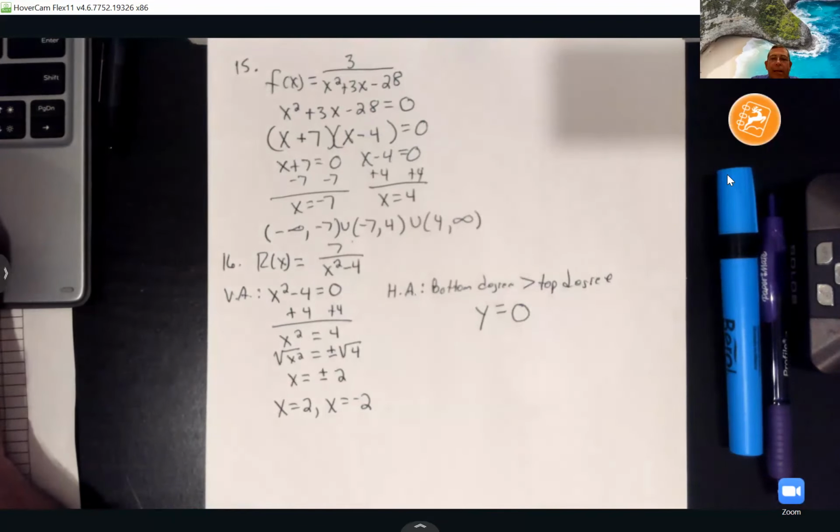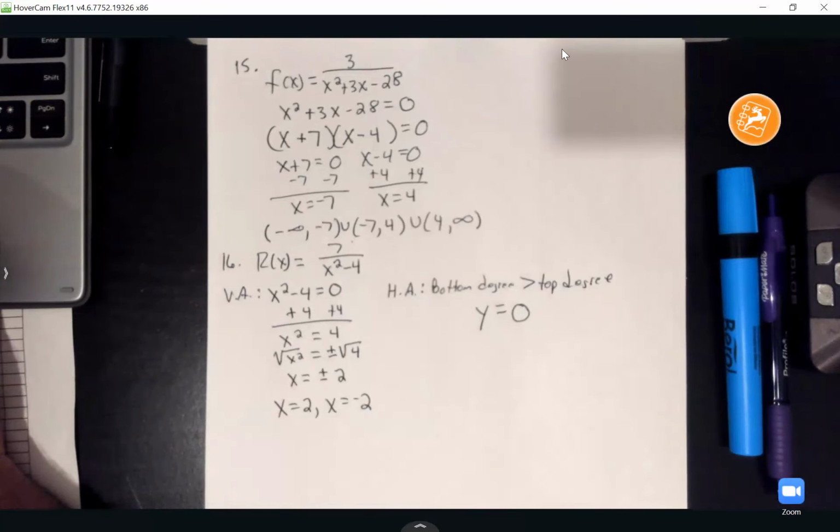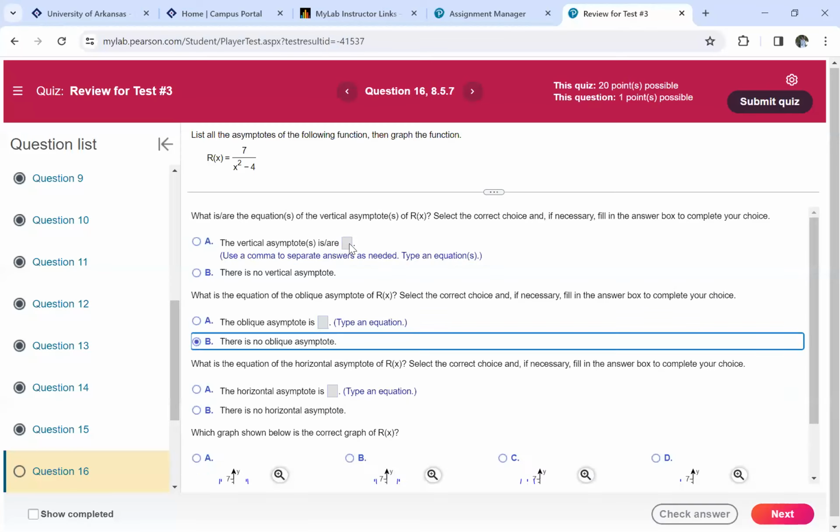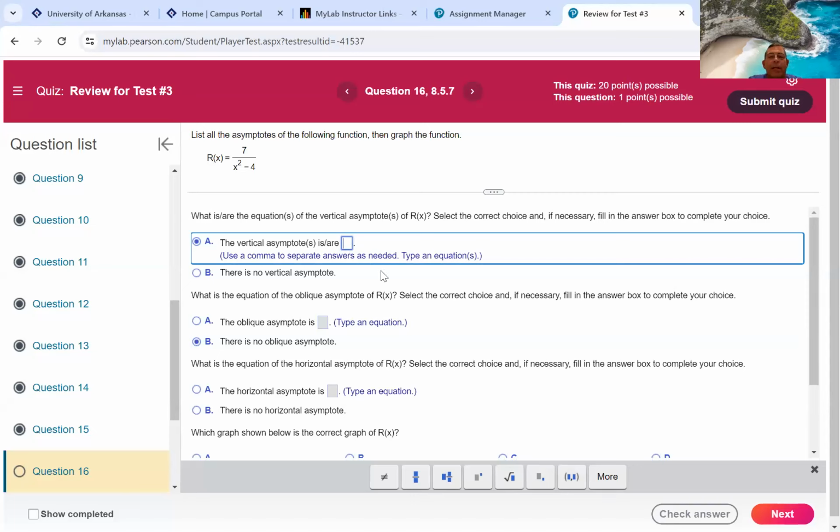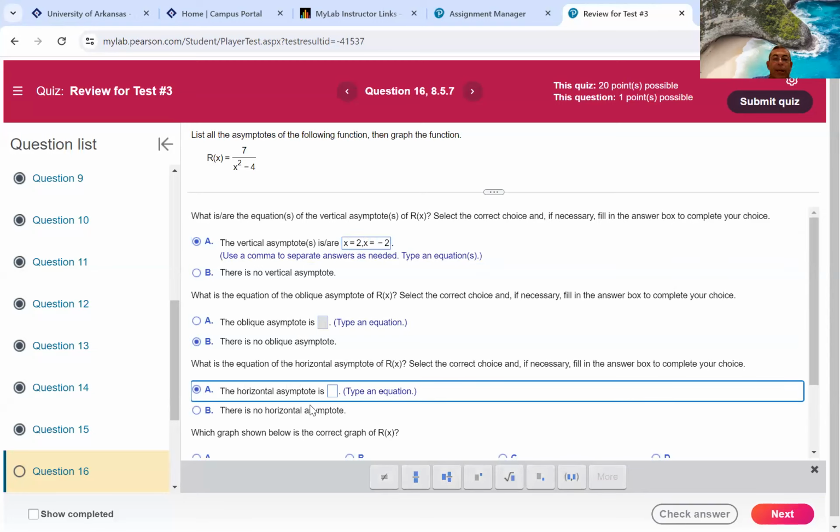All right, y'all. So let's go put that in. So 2, -2 for the vertical, 0 for the horizontal. So they do say type as equations. So I'm going to have to do my X equals, what was it? 2, comma, plus or minus. X equals -2. There you go. Okay, there's no oblique. The horizontal, y'all told me, and it's an equation also. Y equals 0.